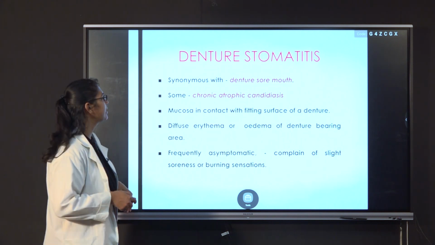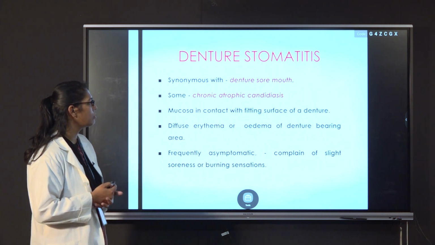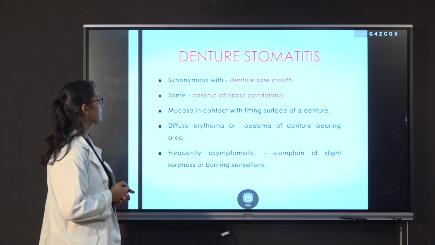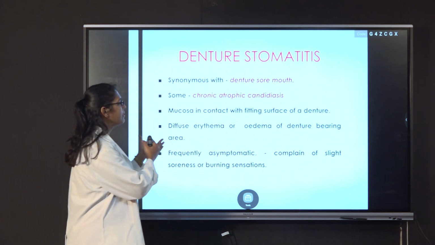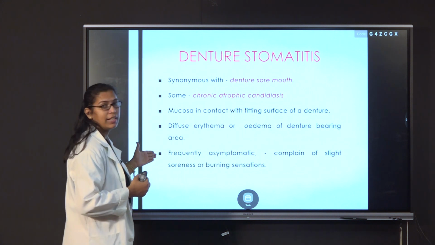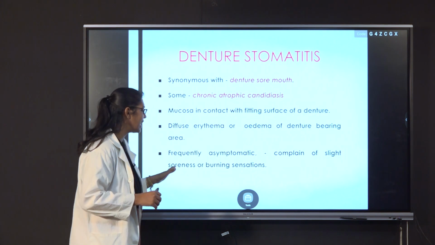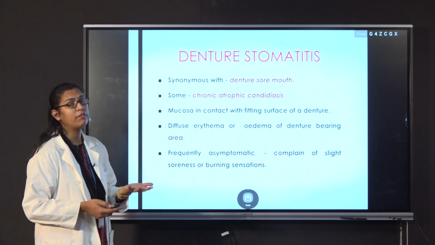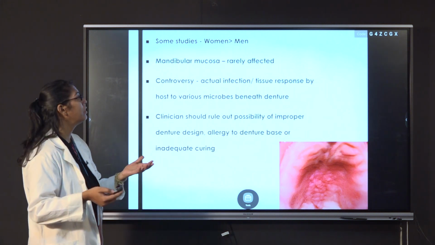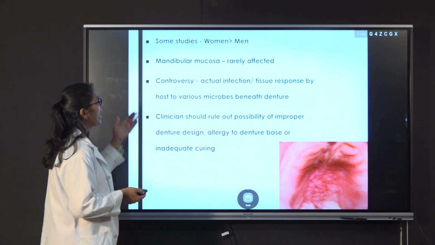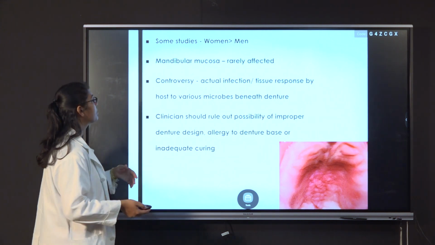Next is denture stomatitis. It is also called denture sore mouth, and in some it is also called chronic atrophic candidiasis. The mucosa in contact with the fitting surface of the denture shows diffuse erythema or edema of the denture-bearing area. Frequently it is asymptomatic, though denture wearers complain of slight soreness or burning sensation in the area where the denture is placed. In some studies it is seen more in women than in men, and the mandibular mucosa is rarely involved, so it is mostly seen in the maxillary mucosa.